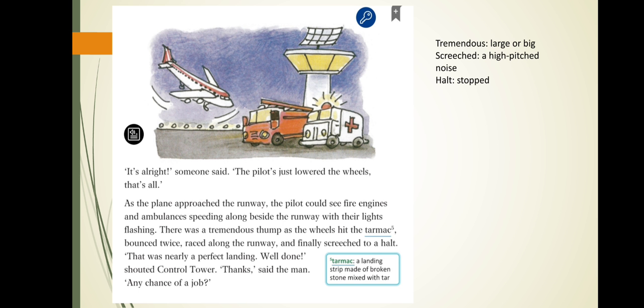Okay. So here are some questions. Try to understand this passage. Why were there fire engines and ambulances along the runway? And the second one is, describe how the plane landed. Right? So try to find out the answers. So orally only you have to do.